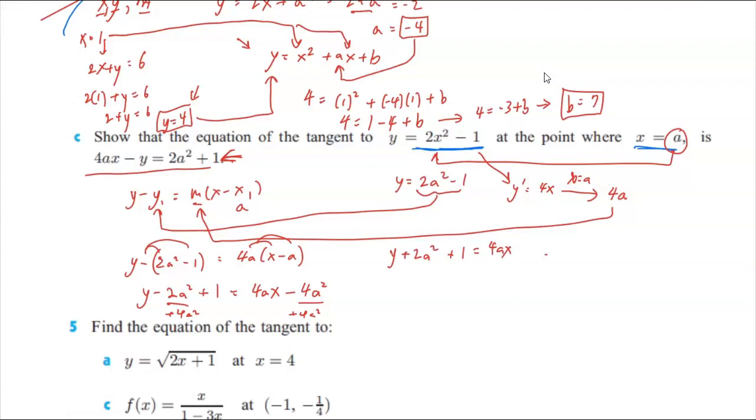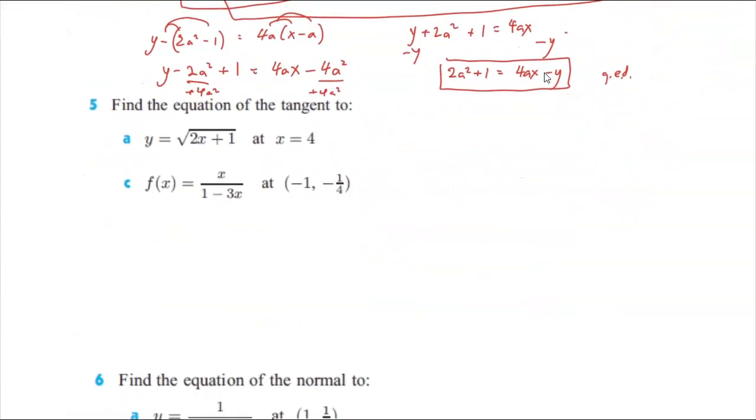Okay? And then last thing is, to make it look like the end result, I need to subtract y from both sides. So now I have 2a squared plus 1 equals 4ax minus 1. Okay? That's what we wanted. We are done.